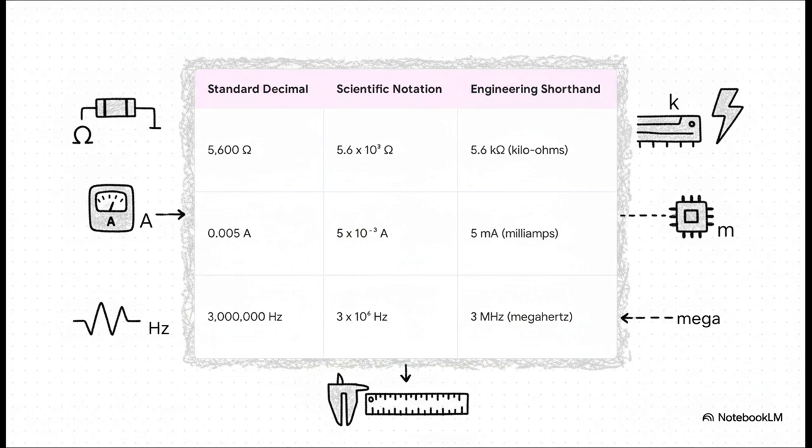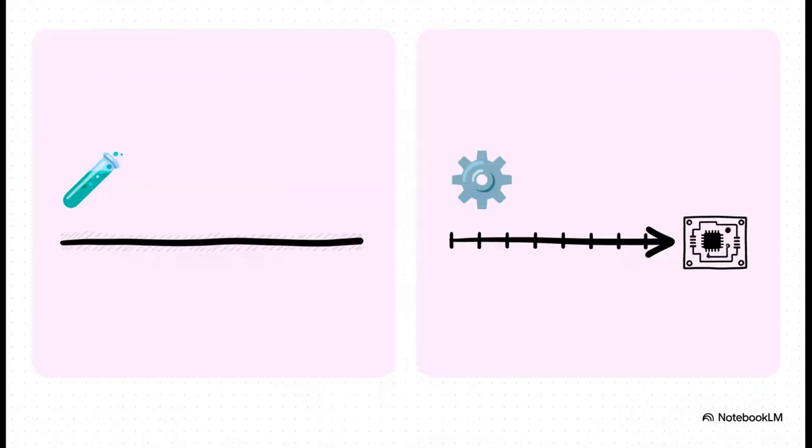A K for kilo, a little m for milli, a capital M for mega. This is the language you see on schematics and data sheets. You've got to speak this fluently. So what's the secret sauce here? What makes engineering notation different? It's all about the multiples of 3.